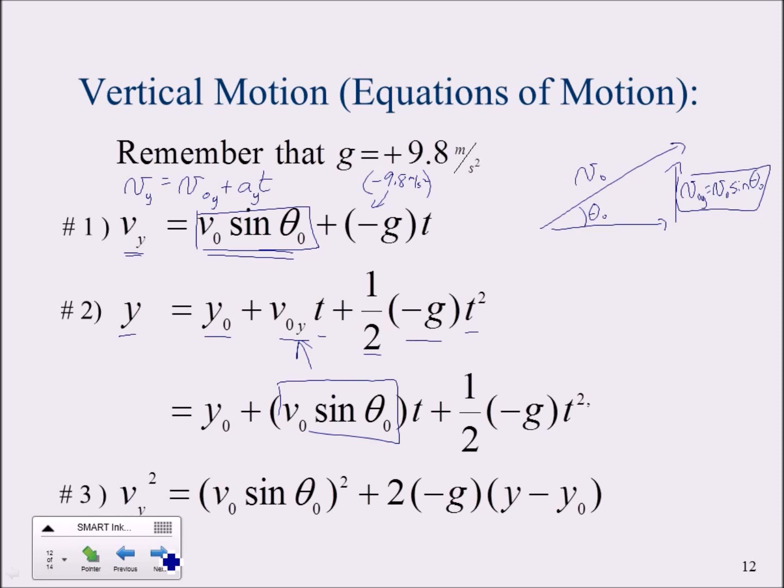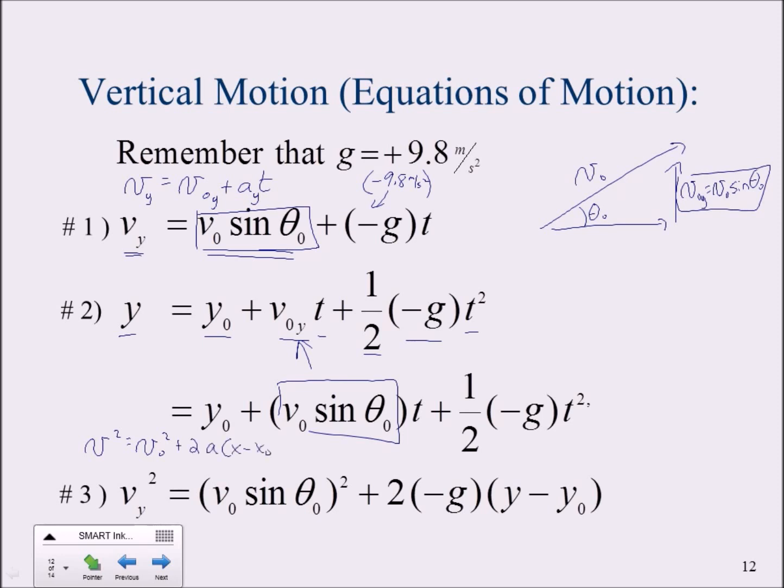And then that last equation is the equation that relates the velocity to the displacement. In one dimension, we had that v squared equaled v0 squared plus 2a times x minus x0. Well, now this is the y component of the velocity squared equals the initial y velocity squared plus 2 times the acceleration, negative 9.8, times the change in height of the object.